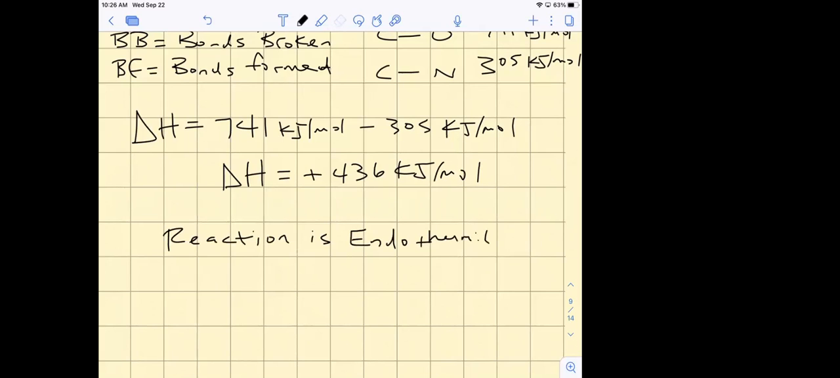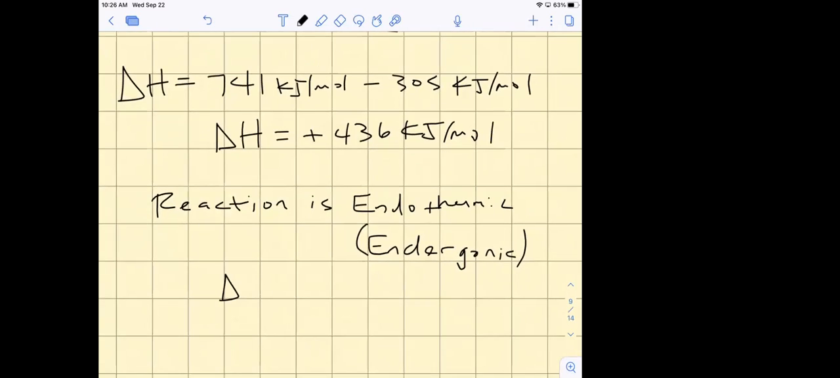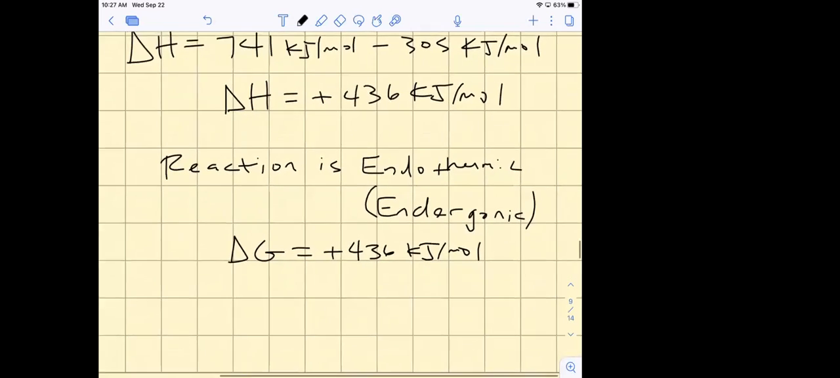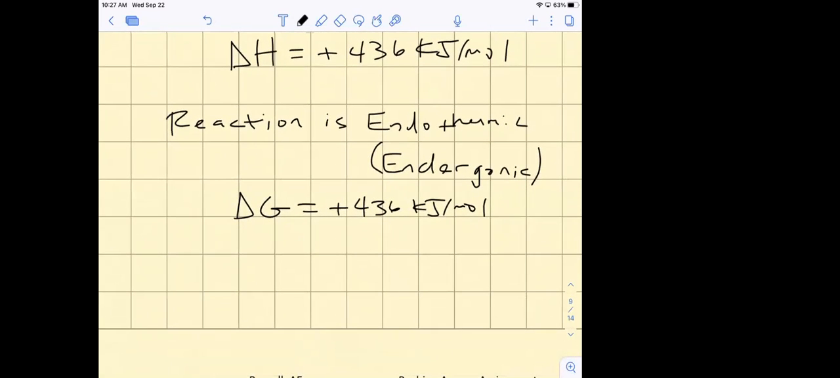Sometimes you'll see in a book, it might say endergonic, same thing. It means it needs energy in order to go. It's not spontaneous. Are y'all following? Yes, no? Yes. Yeah. All right, if delta H is positive, that means that the free energy, delta G, is also positive. So for an endothermic reaction, delta G is positive and delta H is positive.